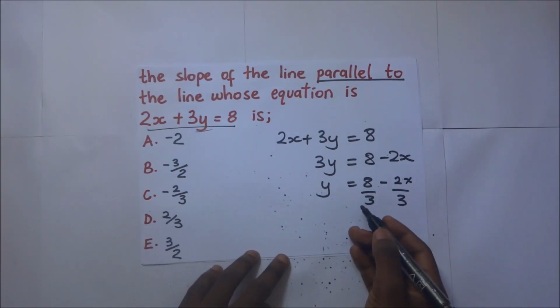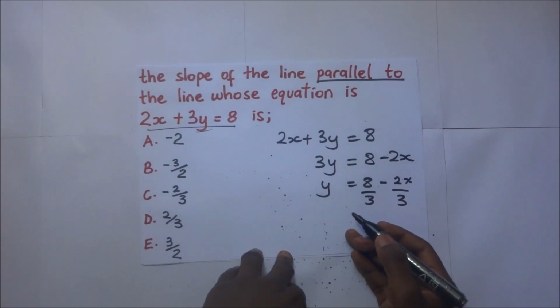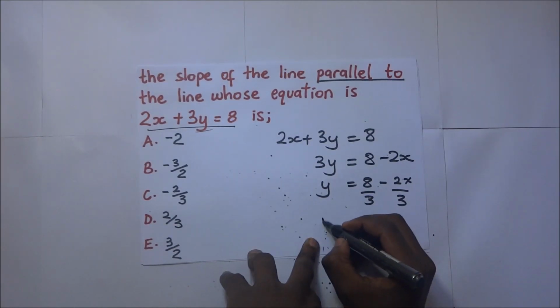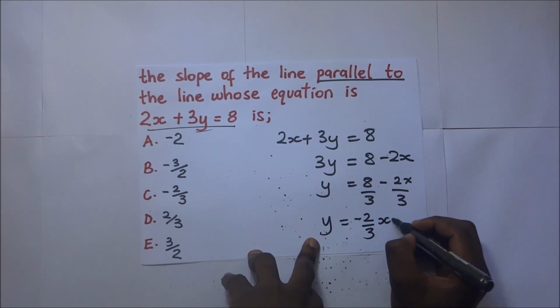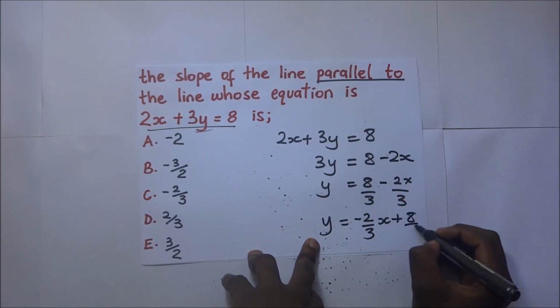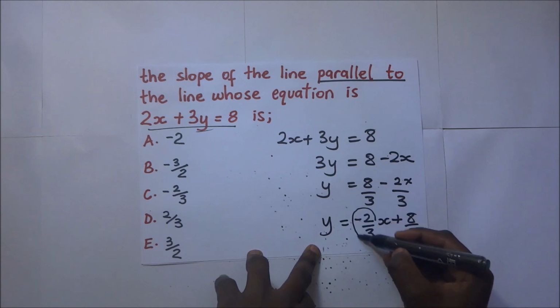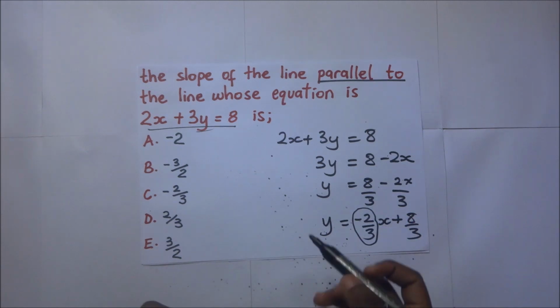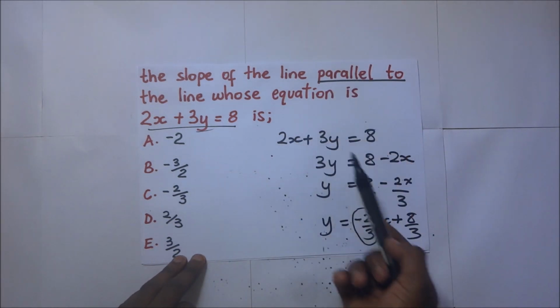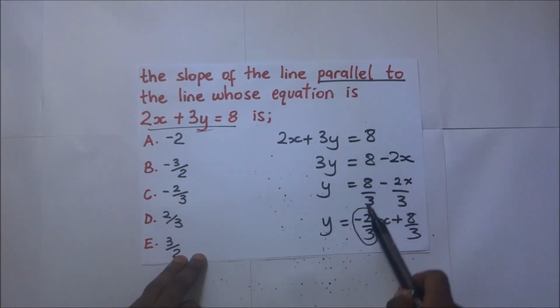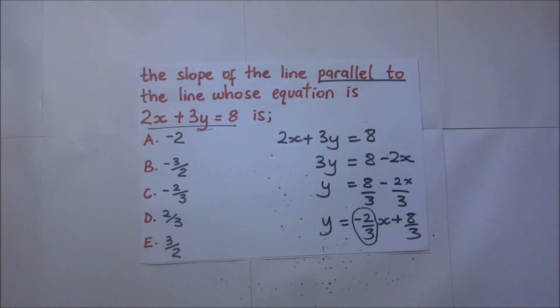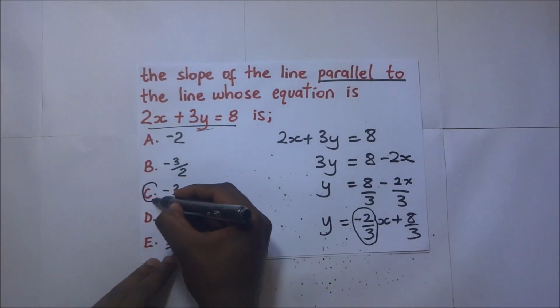So if you look at it, in the form of y is equal to mx plus c, this becomes y is equal to negative 2 over 3x plus 8 over 3. So this is the gradient of the line, negative 2 over 3. And since the line we're looking for is parallel to this line, that gradient is also negative 2 over 3. So the answer here is C.